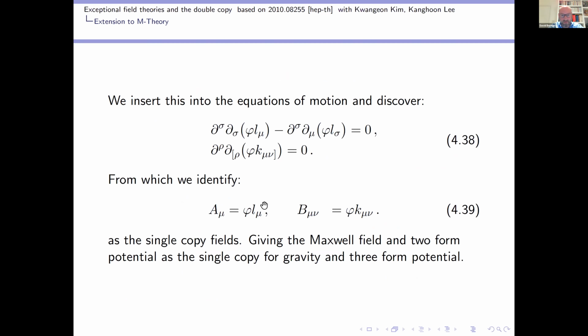Later I'll discuss why this phi is the same, and what you could do and what happens if you make that different. But what we've got then is a single copy for the metric and C field. We've got a Maxwell field, and we've got a two-form field, and then solutions like this will give us solutions of M theory.